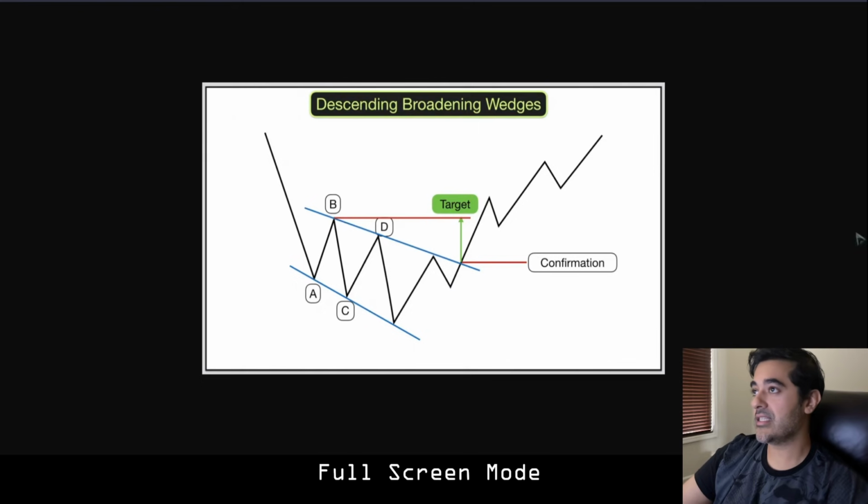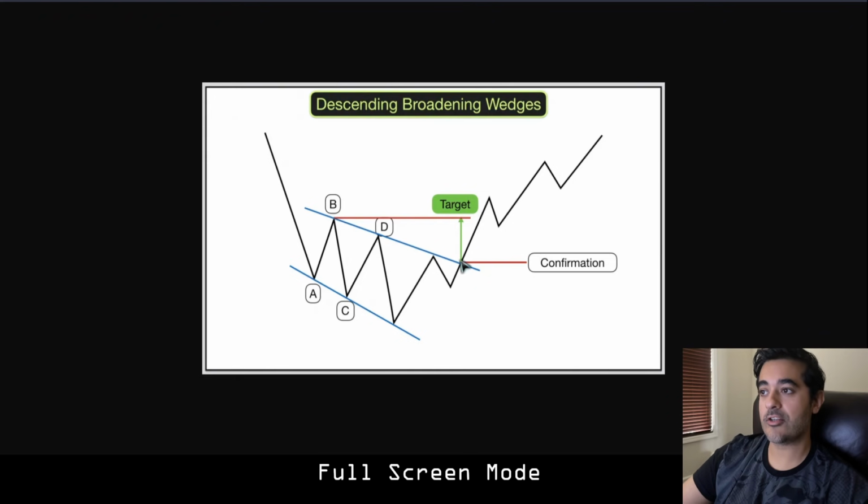Now, when we look at a descending broadening wedge, the interesting thing about this is you put in a pattern just like this coming from a drop. You put in a pattern moving down, right? What are you doing here? Well, your highs are becoming lower, so you're putting in lower highs. And then your lows are becoming lower, you're putting in lower lows. Now, what ends up happening with a pattern like this most of the time is that it moves to the upside. What happens is you get to a certain point where you start breaking out of the trend. Okay, that's your confirmation.